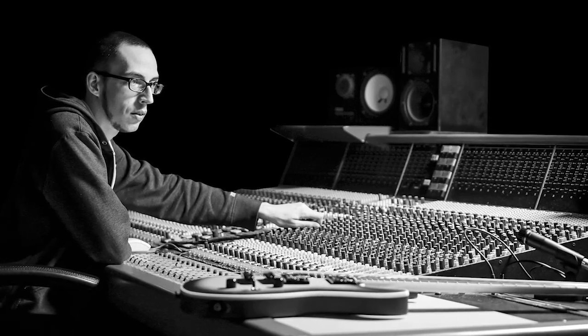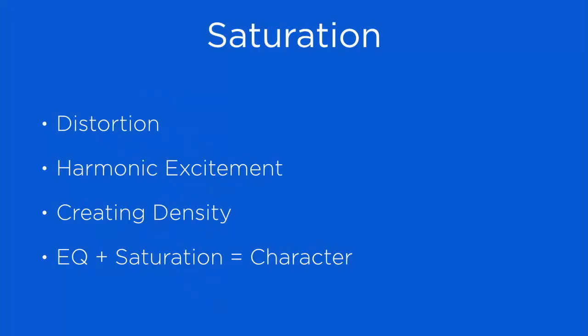Next thing we're talking about is saturation. So saturation is distortion, harmonic excitement, and you can use saturation to make things sound more exciting. You can use saturation to make things have more density. When I say density, I mean you can create more weight in that instrument's weight class.